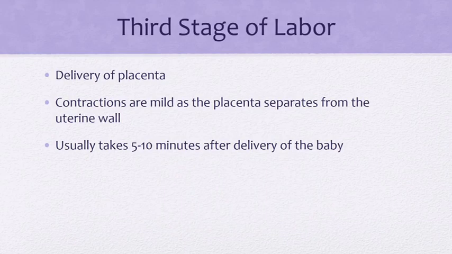The third stage of labor is the delivery of the placenta. Contractions are mild as the placenta separates from the uterine wall. It usually takes anywhere from 5 to 10 minutes after delivery of the baby.